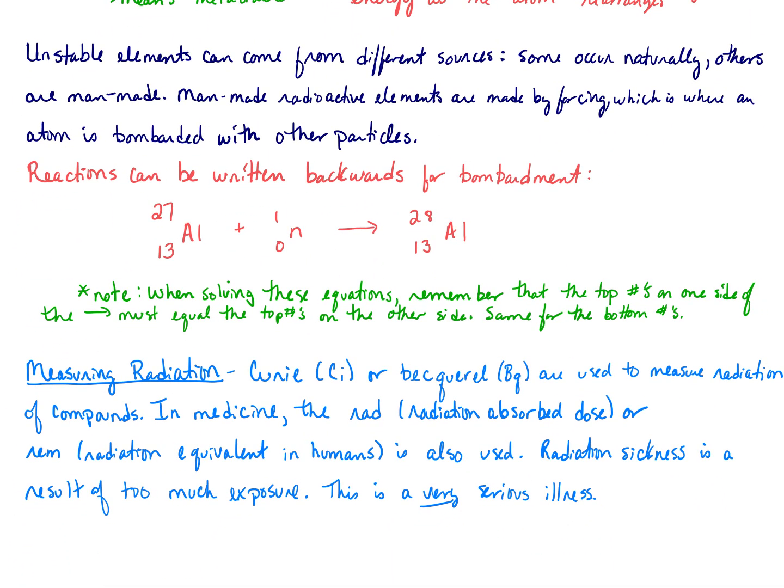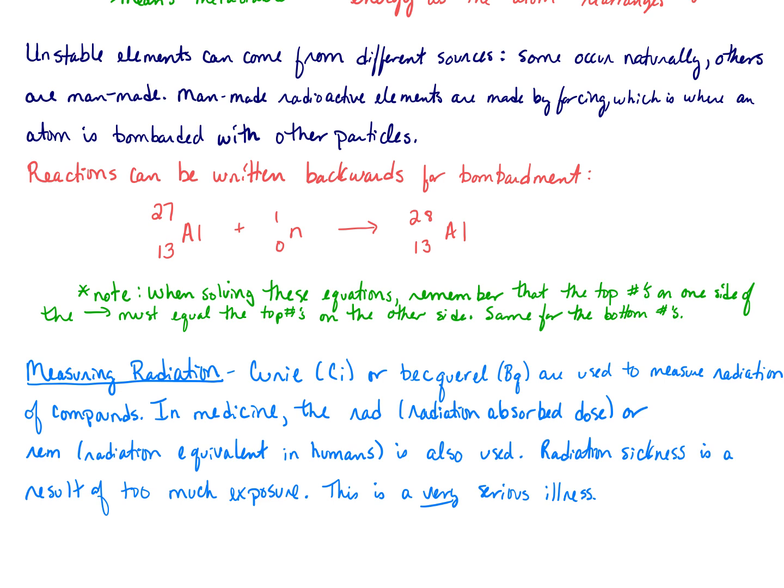So unstable elements can come from different sources. Some of these are going to be occurring naturally, like your carbon-14. Other things we specifically make. I know that there's several areas in hospitals where they can even make the technetium in the morning, or better yet, have that on hand in the morning. That would be a better way to say that. Man-made radioactive elements are made by forcing, which is basically you're bombarding a particular type of compound with other types of particles. Well, bombarding means that instead of having a product, we're putting that as a reactant.